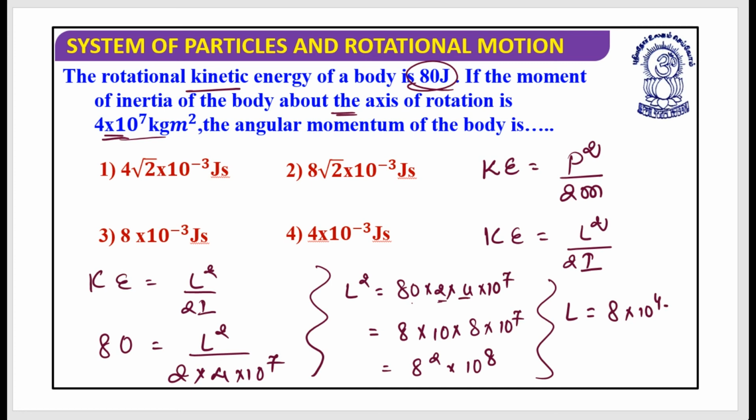It's the rotational kinetic energy of a body. So this is the angular momentum. It's 8 square into 10 to the power 8, so this is 8 into 10 to the power 4. Yes, there is a correction over here. This option needs to be changed, but this would be the answer. It is the angular momentum. I hope this is clear.